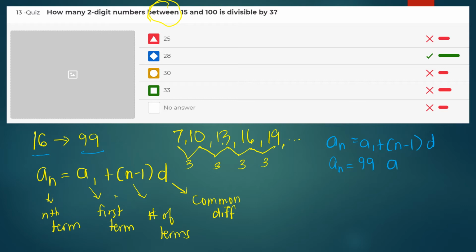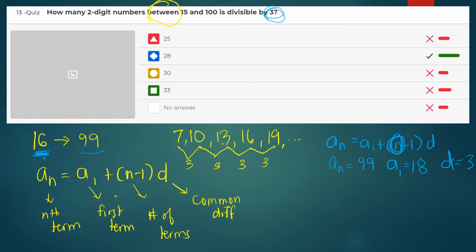For our first term, we look at 16. Is 16 divisible by 3? No. 17 is also not divisible by 3. So the first number divisible by 3 from 16 to 99 will be 18. And of course, we don't know the value of n because that is what we will solve, since the question is how many two-digit numbers, how many terms. Since it's divisible by 3, the value of d will be 3. If it were divisible by 4, the value of d would be 4.